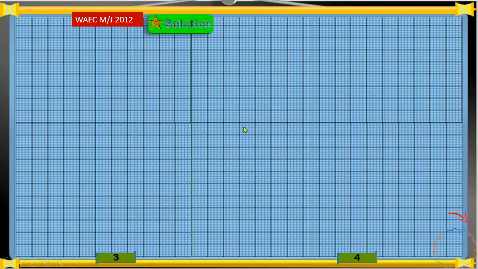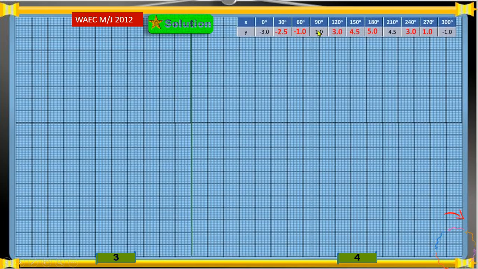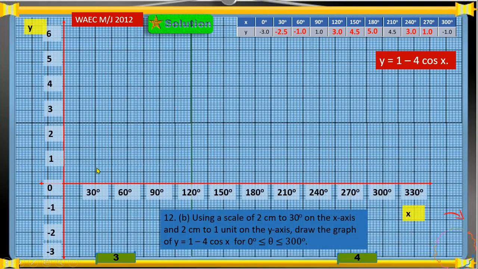Here is the graph board. We are going to import the table so that we can use the values of x and y to plot the graph. So that's the function we are plotting, and this is the scale. Using a scale of 2 centimeters to 30 degrees on the x-axis, that's it.